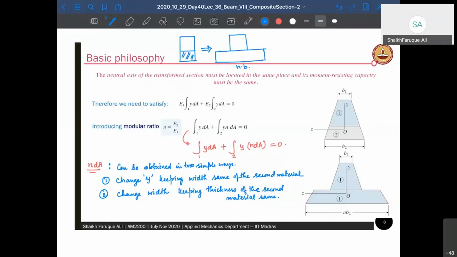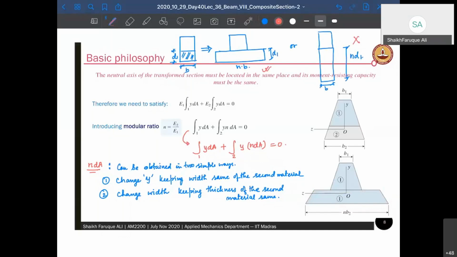Let's say this is D1 here. Or I can do something like this. I can make B the same, but this distance I can make ND1, right? But B is the same. Now this is the correct way of doing it. This is not the correct way of doing it.